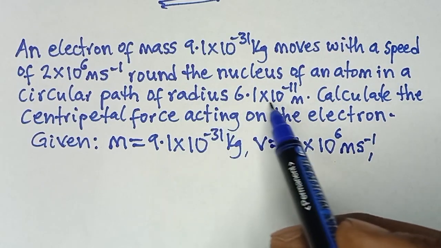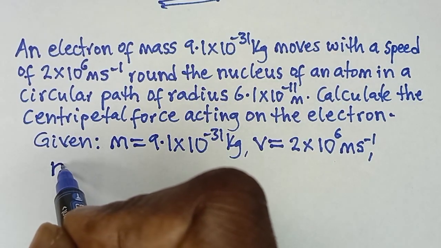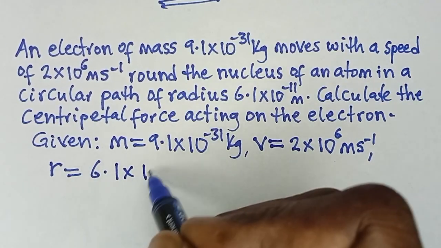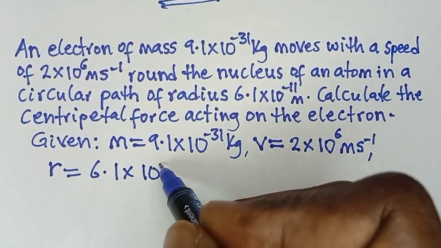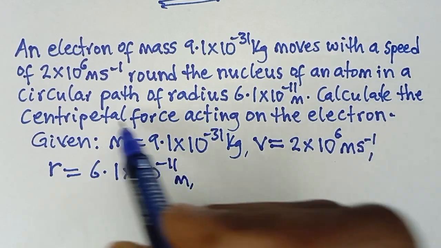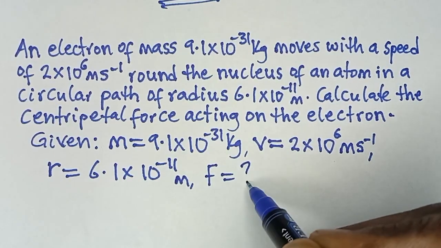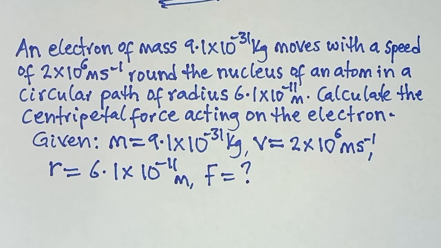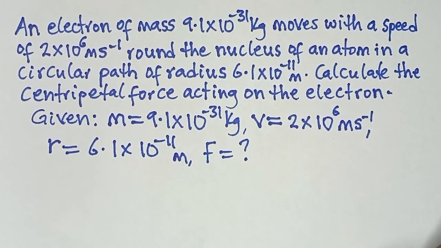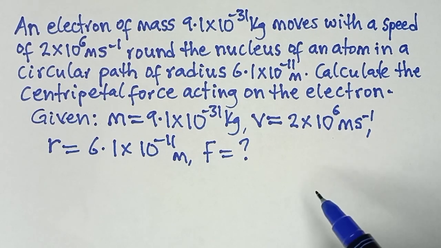And then we are given the radius of the circular path in which the electron moves, and that is letter R is equal to 6.1 times 10 raised to power minus 11 meter. And then we are asked to find the centripetal force, and that is F is equal to question mark. Now, this is a circular motion, so we have to use the formula for force in a circular motion.